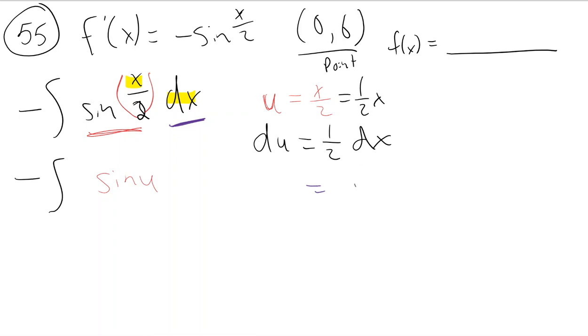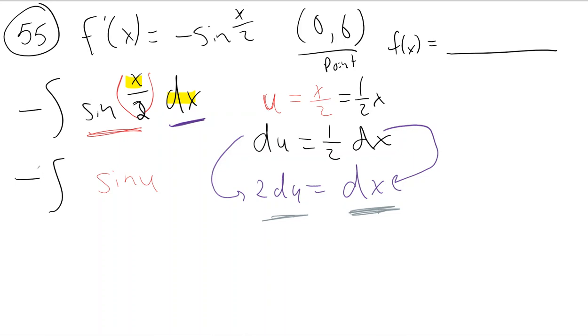So what I have is dx. So to get this side of the equation to be that, I need to multiply by 2. So I've got to multiply this side by 2 also. So the only safe replacement you can make in this question for dx is 2 du. So 2 du.